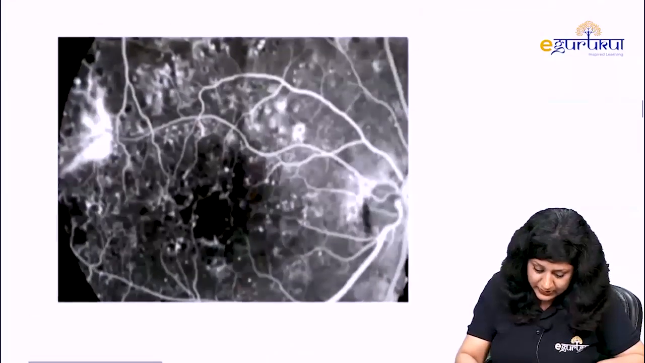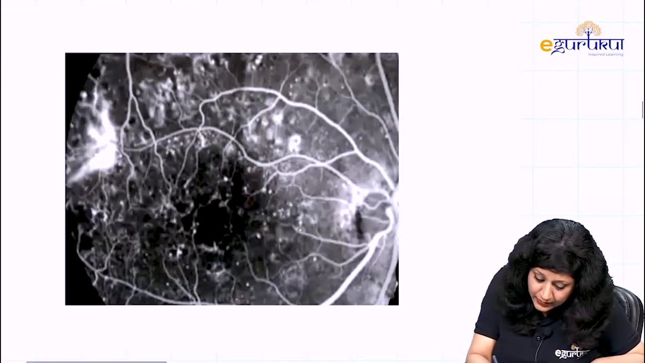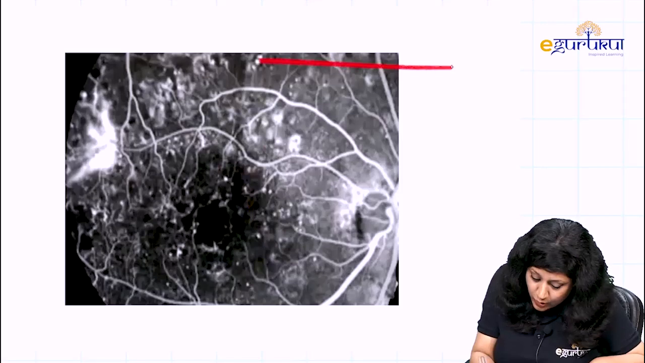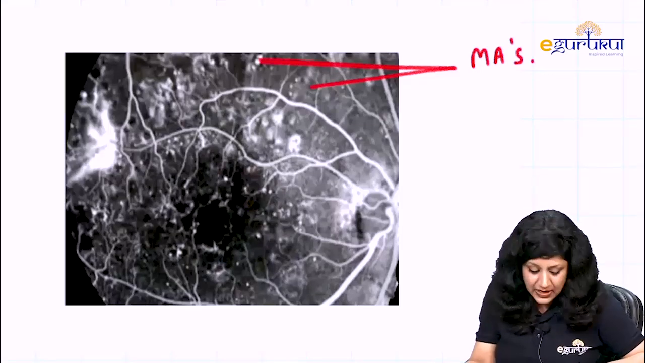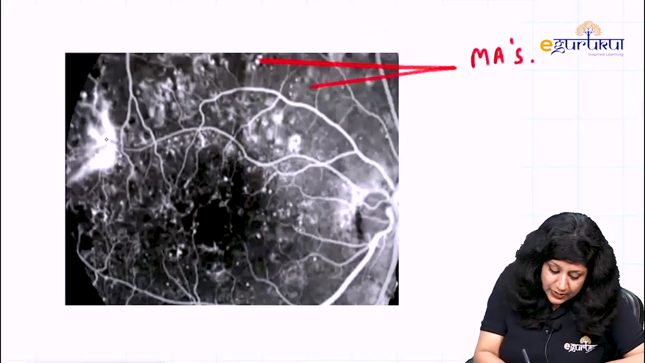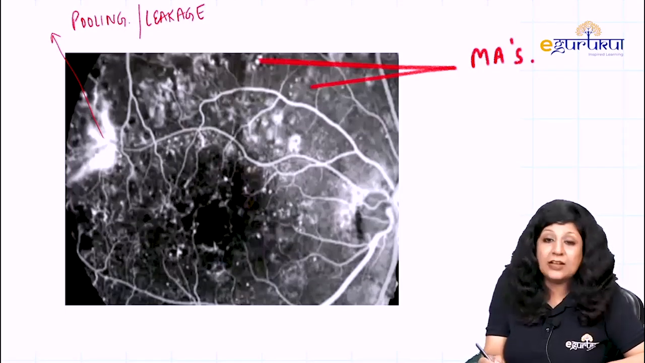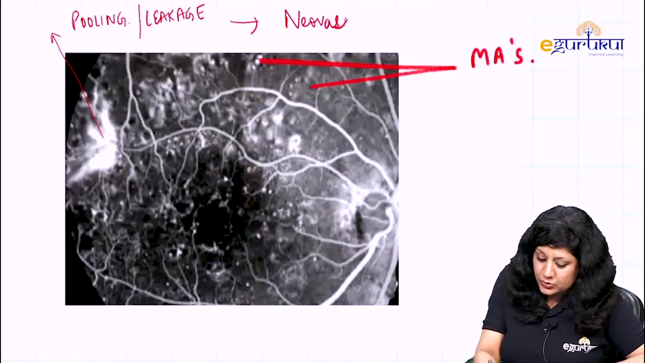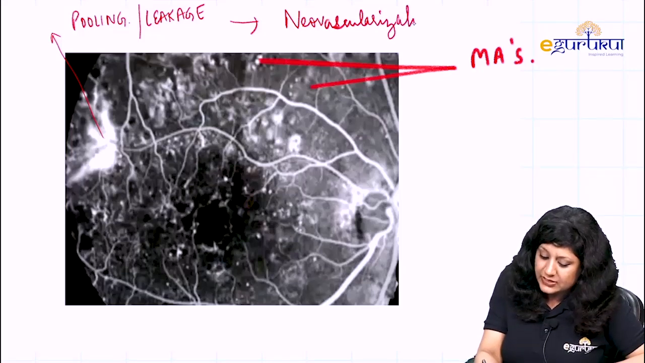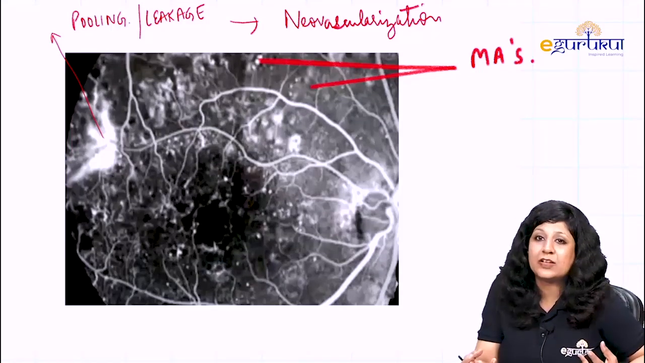Now focus on this one. This is again showing you a lot of microaneurysms. Apart from these, I can also see the pooling of the dye, like here. There is a leakage, due to which I am getting a lot of white area. So this is your neovascularization. That means you are getting ischemia, and due to the ischemia I am getting the VEGF factor, and due to the VEGF I am getting the neovascularization.